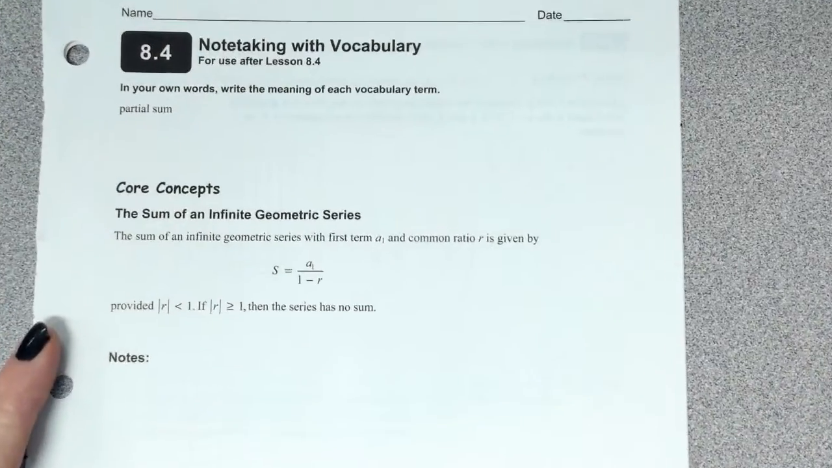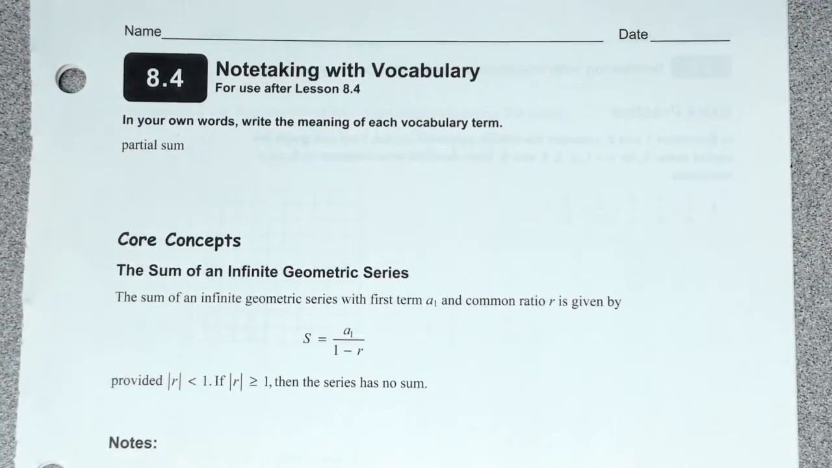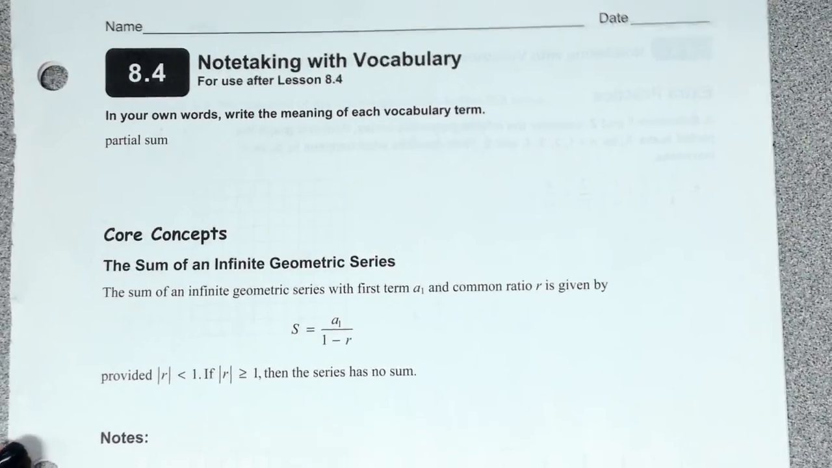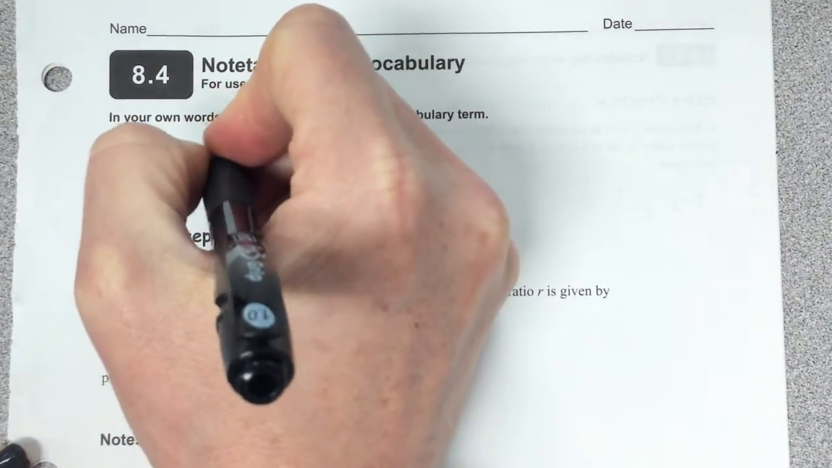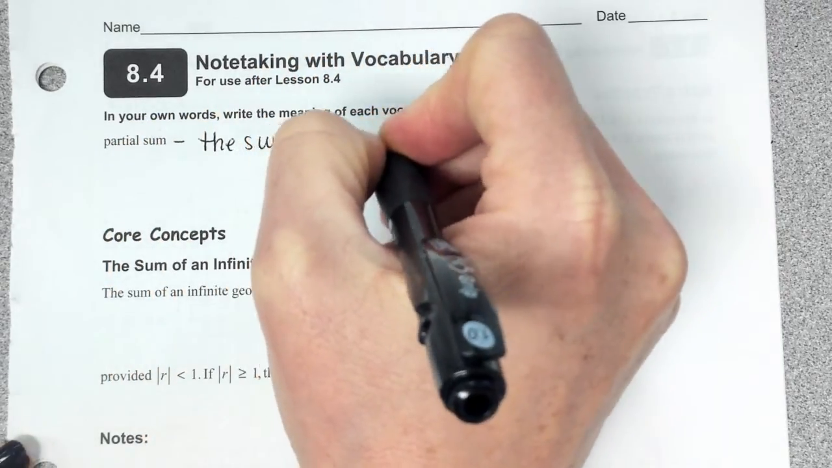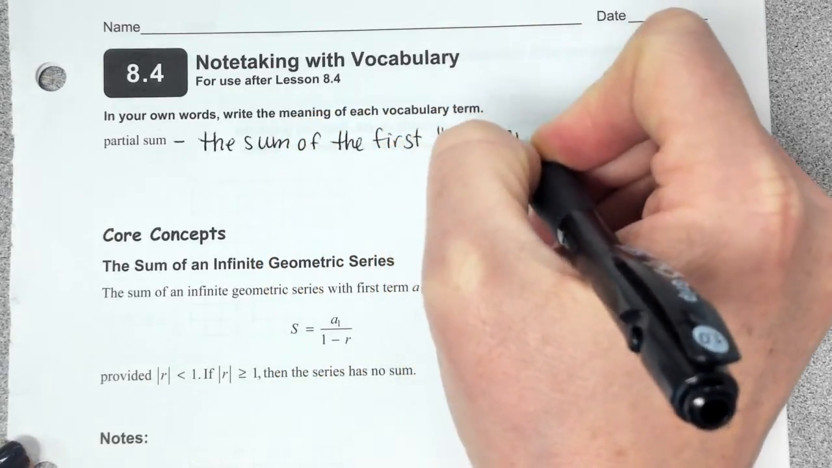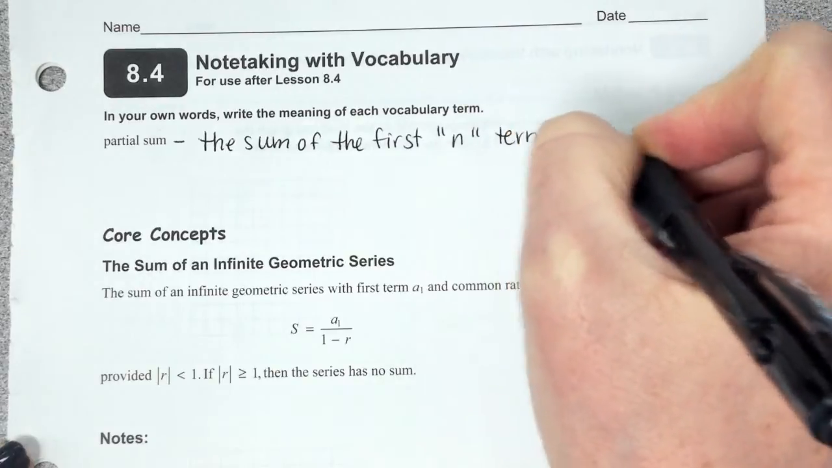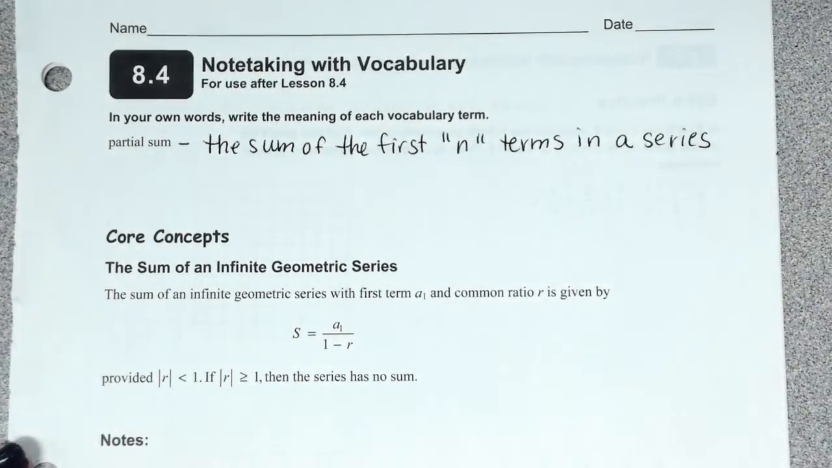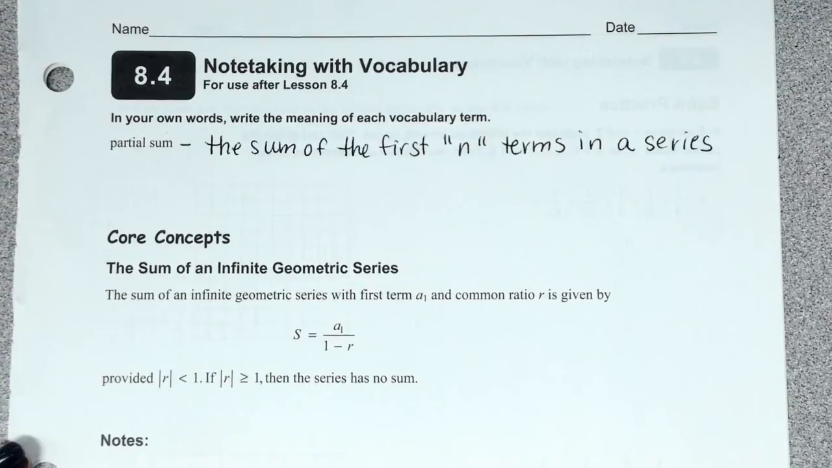All right, guys, so we are looking at page 233 in our Big Ideas Journal. So first of all, a partial sum, we want to know what that means. A partial sum is the sum of the first n terms in a series. The sum of the first n terms in a series.